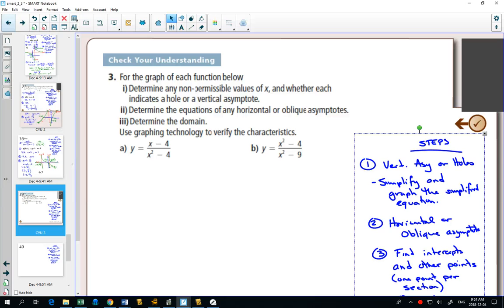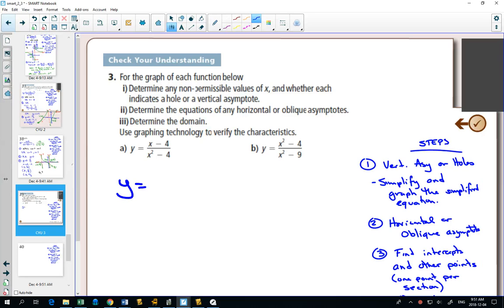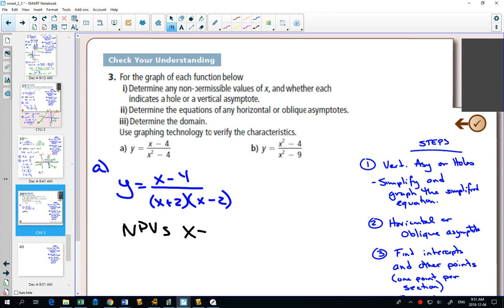So, always begin by factoring to simplify. In part A, we would have x minus 4 over x plus 2, x minus 2. Our non-permissible values: x can't equal negative 2 and x can't equal 2. The question is, are those going to be vertical asymptotes or holes? They will both be vertical asymptotes.